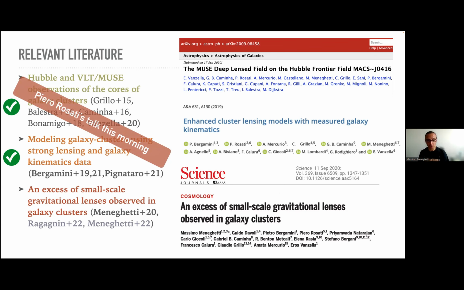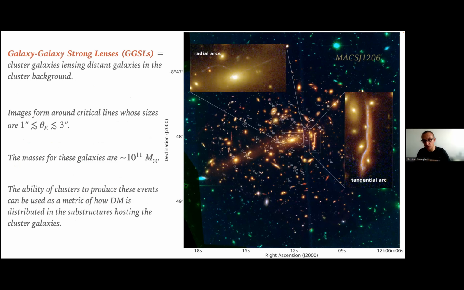And I will focus instead on the last topic in this list, which has also been anticipated by Piero: some recent work on the small scale structure of galaxy clusters and what we could learn about it. In particular, I will talk about an excess of small scale gravitational lenses that we have observed in the clusters that we have reconstructed, compared to what is expected from theoretical expectations in the framework of the cold dark matter paradigm. All right, so this is basically the focus of the talk.